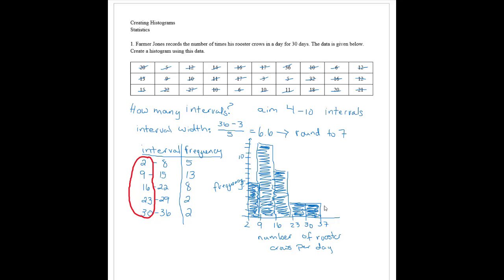Okay, that is how you create a histogram, by first considering how many intervals you want, creating those intervals, and then turning that frequency table into a histogram.